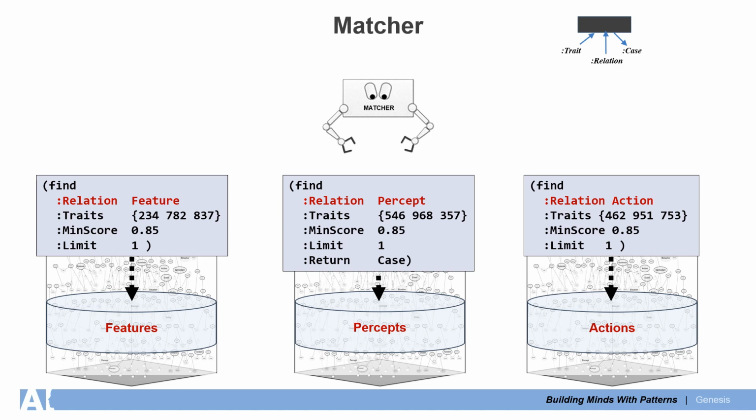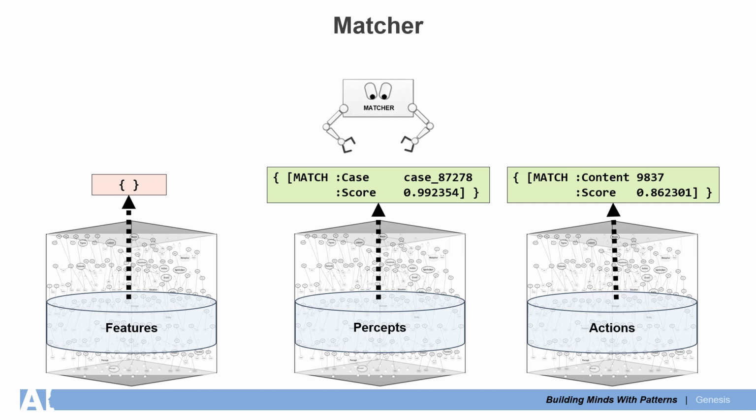The request matches traits to schemes having the same relation to cases with the scheme as their content. Furthermore, a case identifier may be returned instead of the content reifier. So in the results, we receive either no matching features, a case with identifier 87278, or a content scheme with reifier 9837.